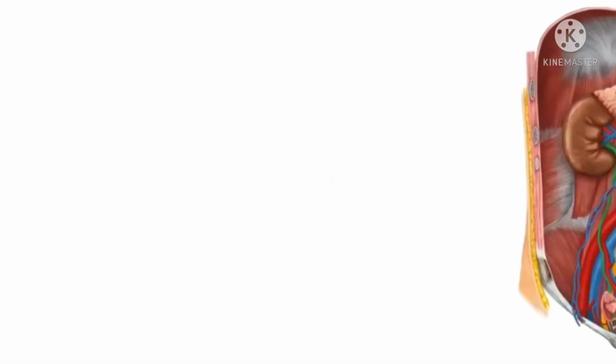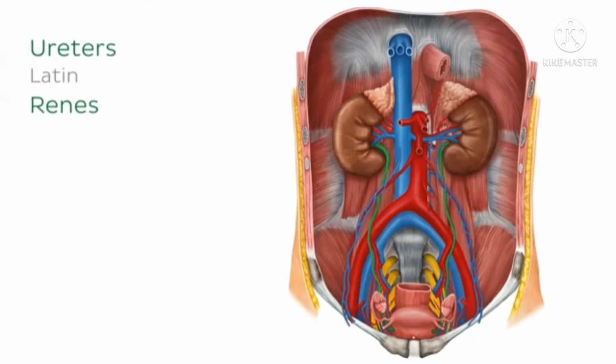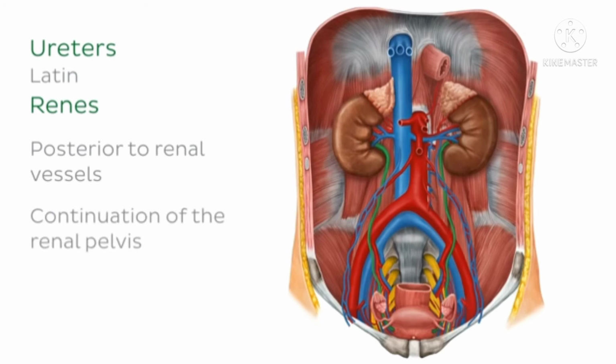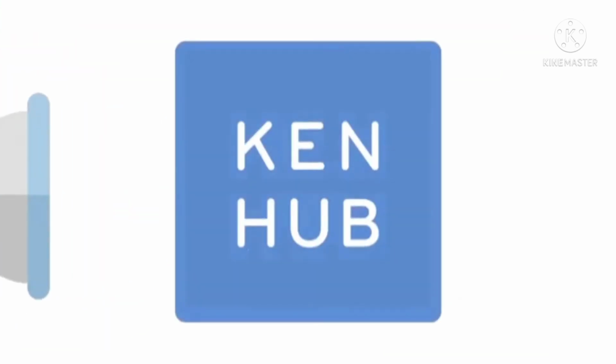The ureters emerge from the kidneys posterior to the renal vessels. They are actually a continuation of the renal pelvis of the kidneys, which we just looked at in the renal hilum image.